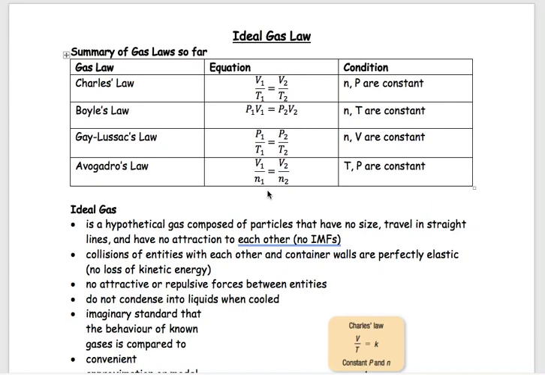Welcome to the ideal gas law. So we've covered several laws so far. Charles, Boyle and Gay-Lussac, we've covered those when we combine them into the combined gas law. So we saw an equation that looked like this. It was like P1 V1 over T1 equals P2 V2 over T2.